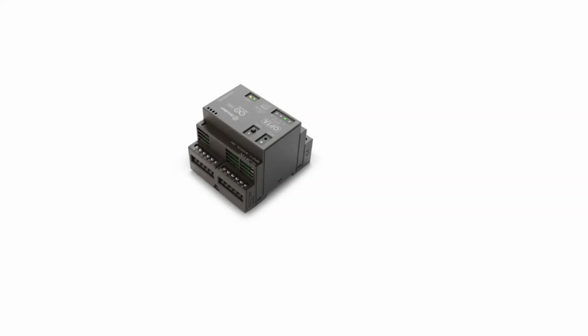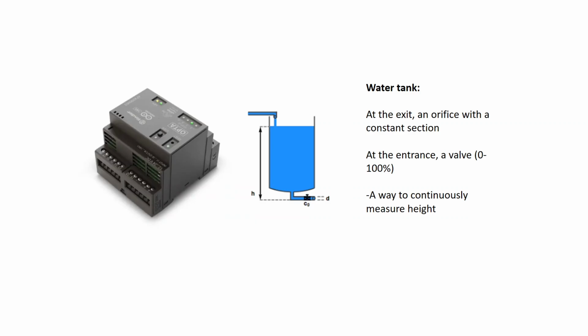Hello and welcome. In this tutorial we will explain how to do a PID control with Arduino Opta. For this we will be working with a system that consists of a water tank. We will have an entrance of water whose opening we can control from 0 to 100%.